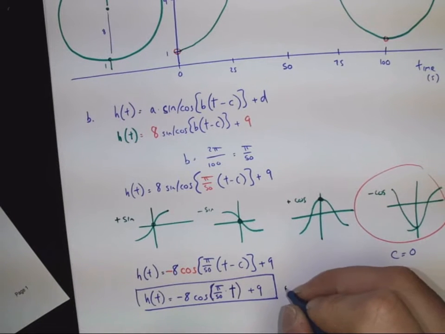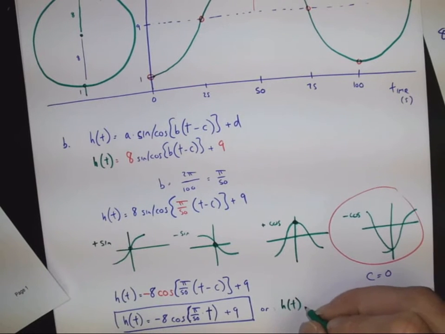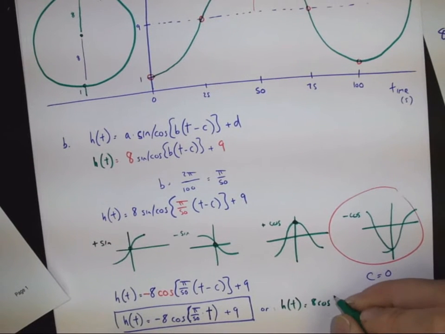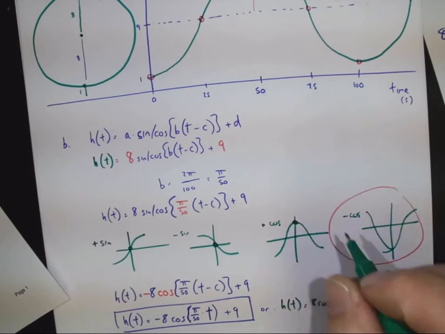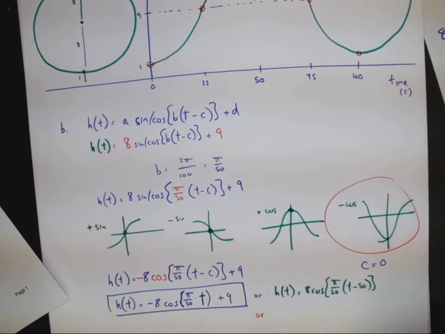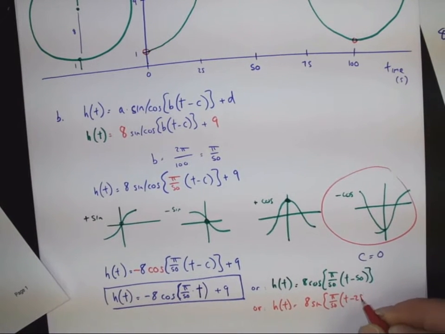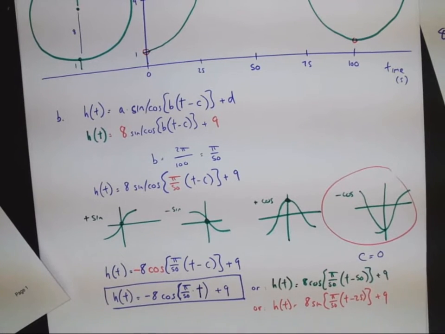I'll write another formula or two here. So you could have said h of t is equal to 8 cosine pi by 50, bracket t minus 50, plus 9. Or you could have said h of t is equal to 8 sine pi by 50, t minus 25. Oops, I forgot, plus 9. Okay, I'm going to use this one.